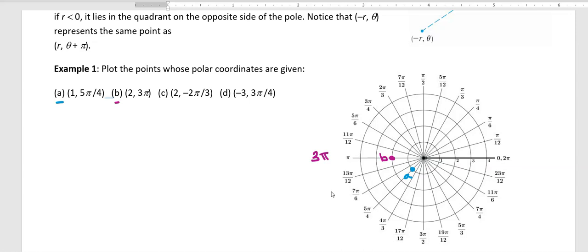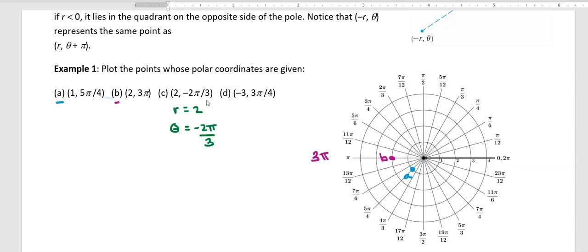Okay. The third one is going to be (2, -2 pi over 3). Now remember that our radius, of course, is 2, and our angle on this one is negative 2 pi over 3.